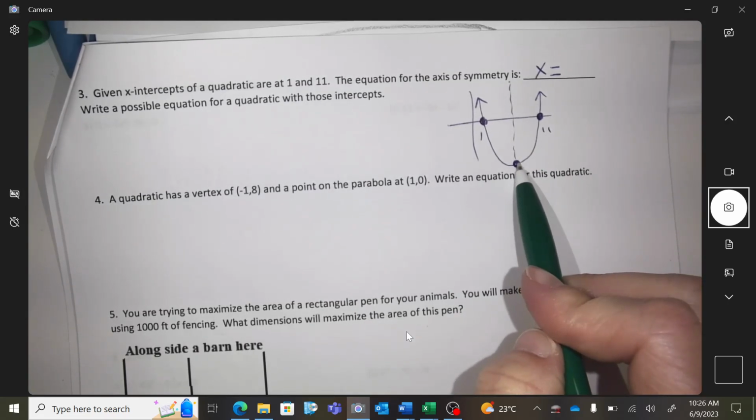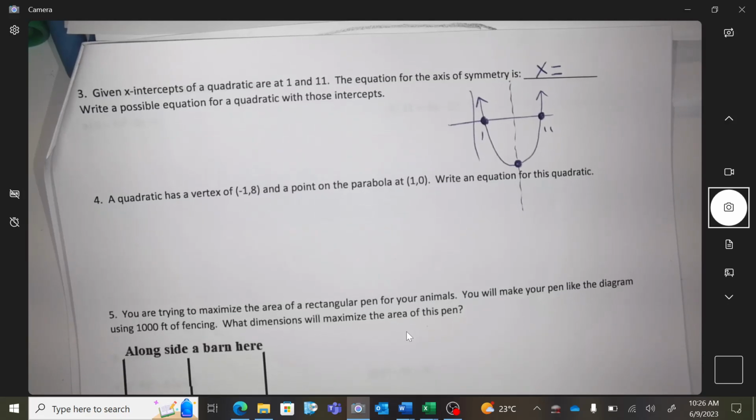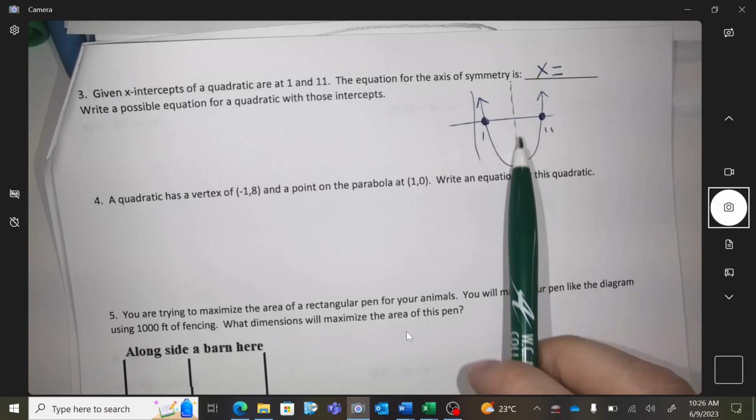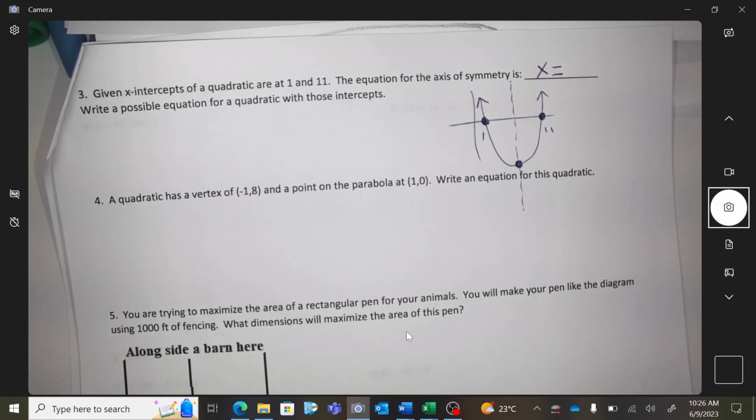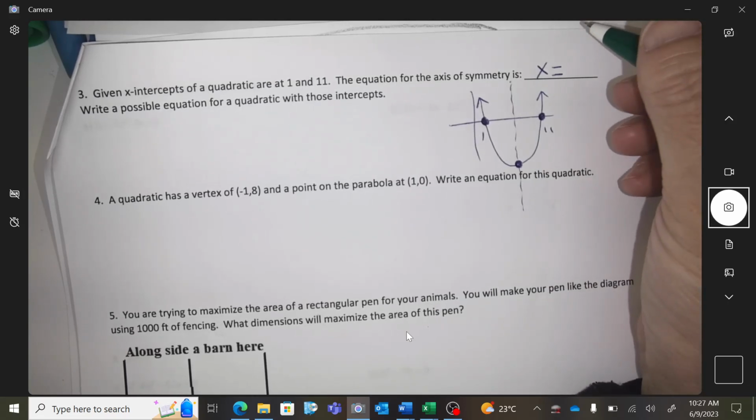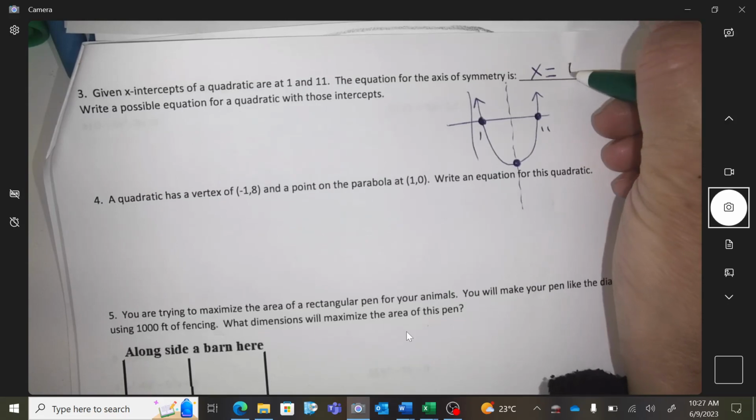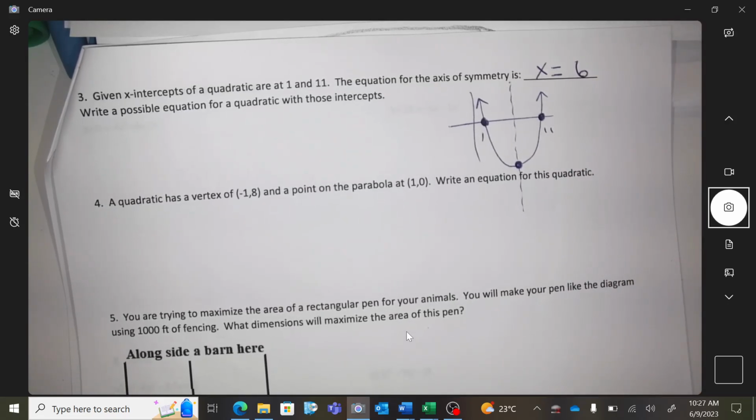Could you figure out this x value by visualizing something? There's a 1 here, there's an 11 here, so how would I know where to go there? Right in the middle. Yeah. I don't think 5 is in the middle of those. 6. 6 is in the middle, right? You can add them and divide by 2. That's an average, right?